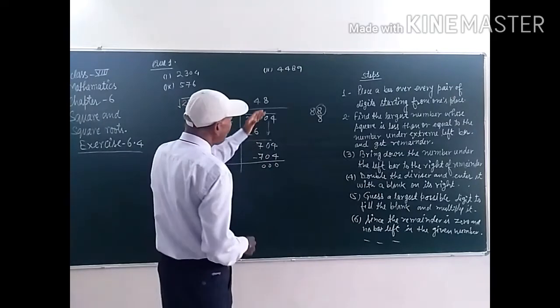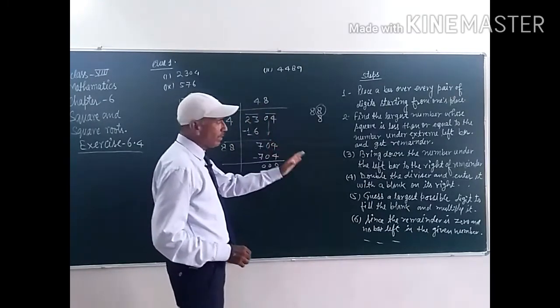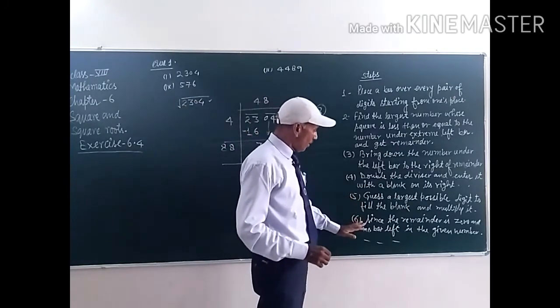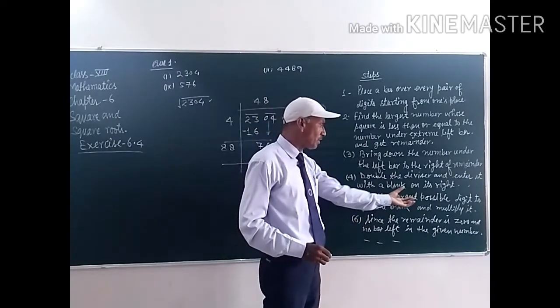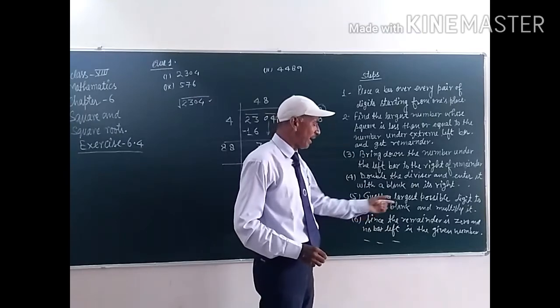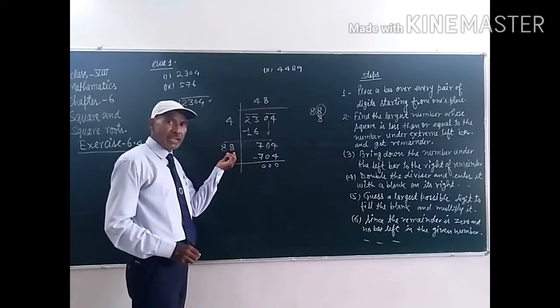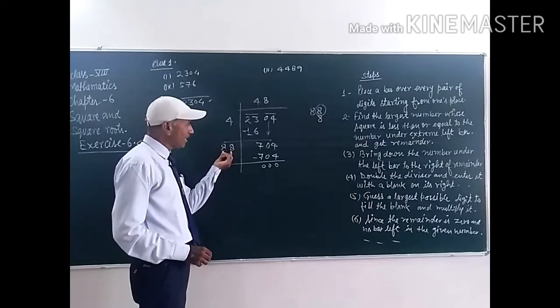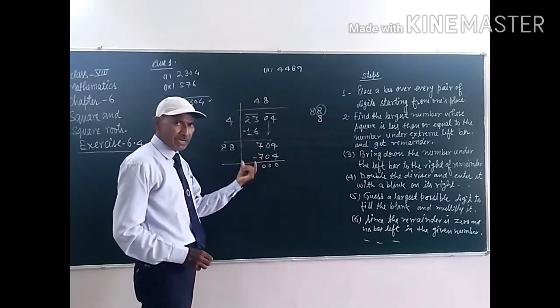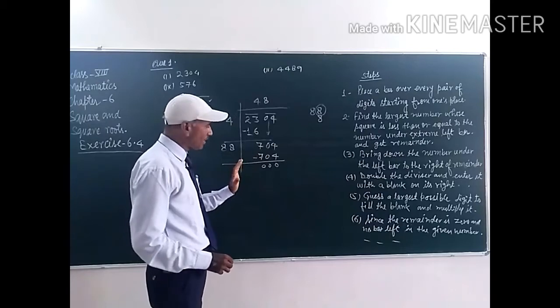Clear student? No bar is left here in this step. In the fifth step, guess the largest possible digit to fill the blank. We have guessed 8, and the number is 88. Multiplying 88 by 8, we find 704. That is the fifth step.